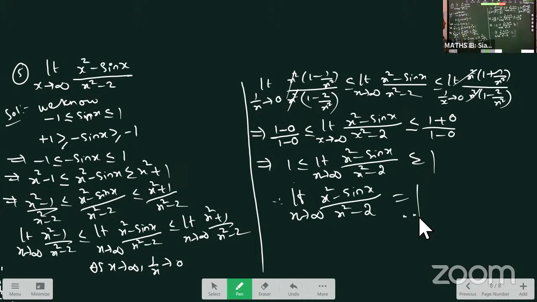So with this, limits and continuity, 4 marks questions completed. In the next class, I'm going to explain differentiation, 4 marks, 7 marks. We'll continue in the next session. Thank you.